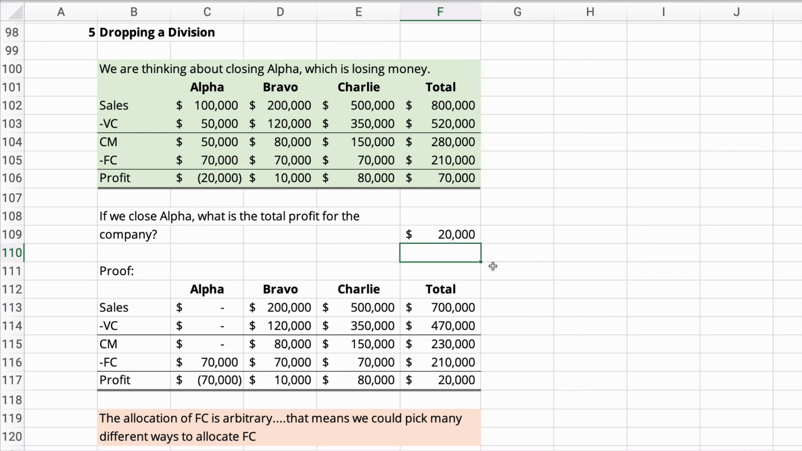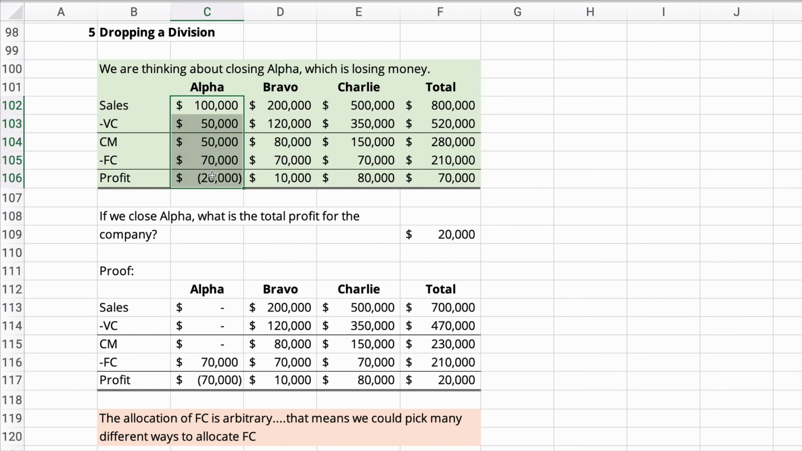All right, that's surprising. That's why we have to do a problem like this, to show you how this works. Why did our total profit go from 70,000 down to 20,000? Well, let's look at what we had. Let's look at the Alpha division. Alpha was selling 100,000, the variable cost was 50. So if we close down Alpha, we lose the sales, we lose the variable cost, and we lose a positive contribution margin of 50. So we're giving up 50,000 of positive contribution margin, and we're saving how much in fixed cost? 0. We're saving 0 in fixed cost. Are you willing to give up 50,000 of contribution margin to save 0 fixed cost? No, you're not. You'll be 50,000 worse off.